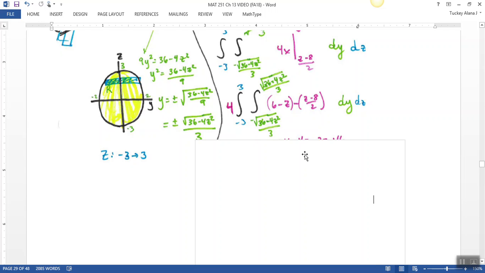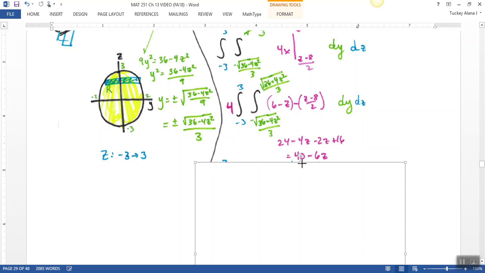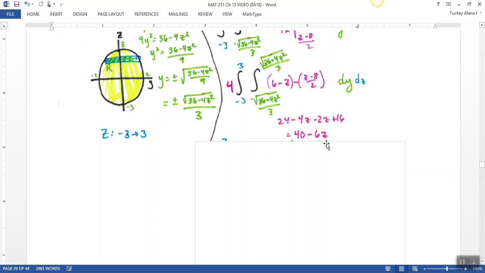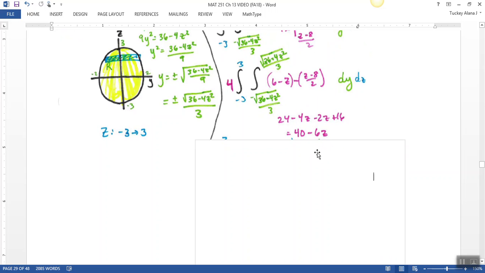So I'm going to combine, maybe make things a little bit easier on myself. Who wants to mess around with this? Nobody. So I pulled the 4 out in front. See the 4? I just pulled it out in front for a minute. But then I thought, why don't we figure that out? Because 4 times 6 is 24. 4 times negative z is negative 4z. 4 times a half will cancel and leave me 2. And that 2 times z will get me negative 2z, and a minus 8 times 2 is 16. So I'm combining my like terms and making this all simplified, and lo and behold, it becomes 40 minus 6z.